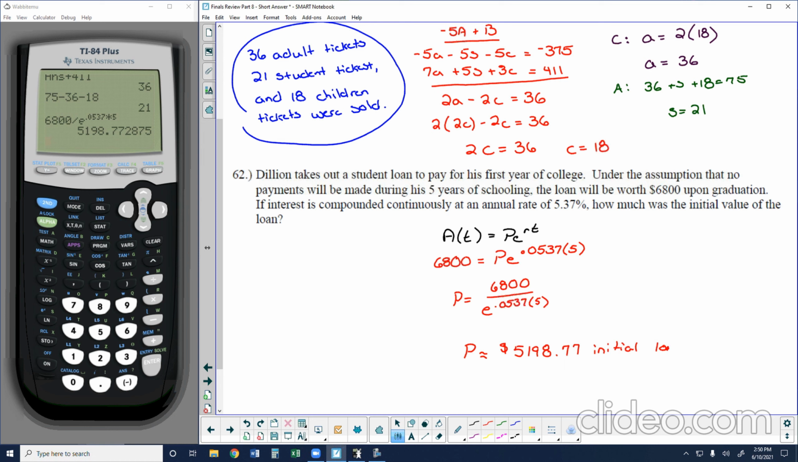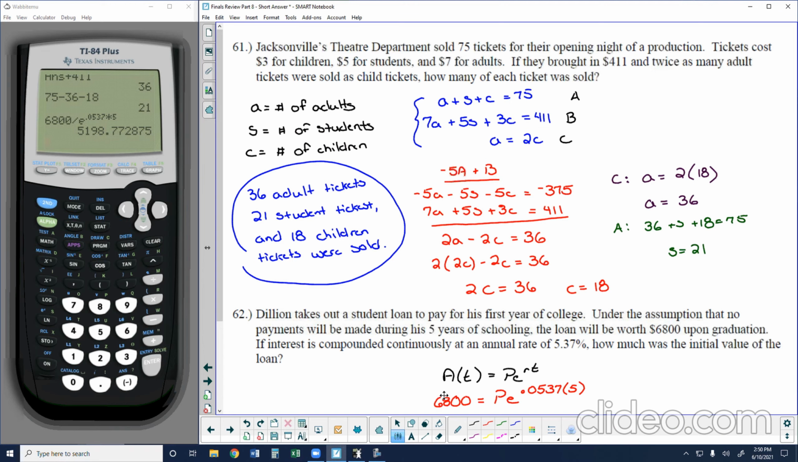A little bit of an odd number for an initial loan, but nonetheless, this would be the amount of the loan that if it were to incur interest at an annual rate of 5.37% compounded continuously over 5 years, the loan would be $6,800 at the end of those 5 years. And this is the final problem of our finals review packet. So at this point, you have completed all problems of the study guide, and you should be able to use this to help you on the final exam. As always, thank you guys for tuning in, and I'll see you soon.